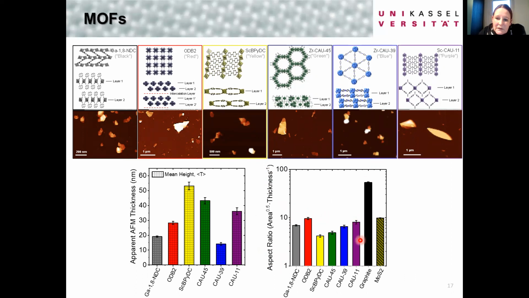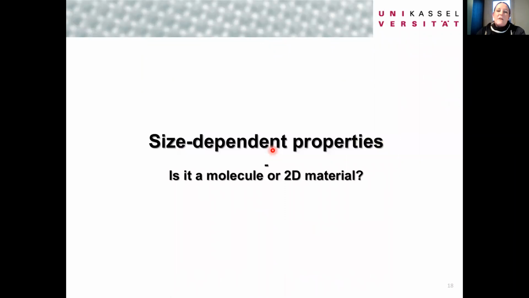So you see here also the MOFs are not very well exfoliable. There's one guy here, that's this red one, ODB2, which reaches almost the same aspect ratios as MoS2, but this has an intercalation layer already in the crystal structure. So probably this is why it's likely better to exfoliate. Nonetheless, at the end of the day, what we can do for sure is we make liquids that have different lateral sizes and thickness distributions, and we know them.